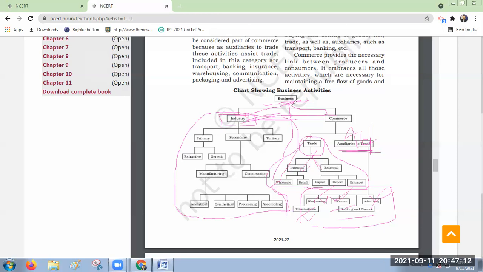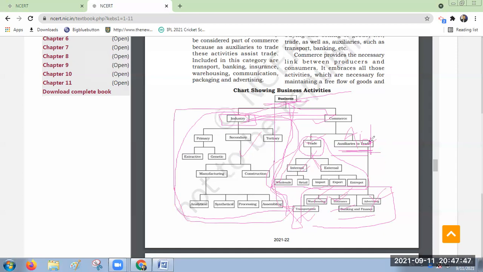In business, I have explained this half. Tomorrow in the next class I will explain industry. Commerce is divided into two types. Trade means pure purchasing and selling. Aids to trade, or auxiliaries to trade, means they help in purchasing and selling. In the next class we will learn about the characteristic features of business, and I will also explain industry. Did you understand? Okay, sir.